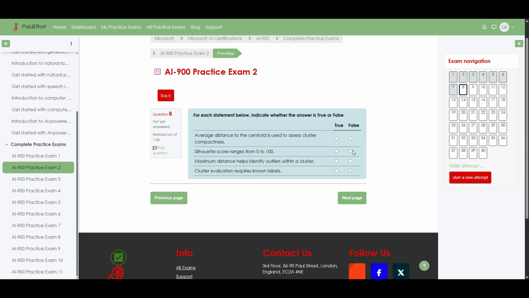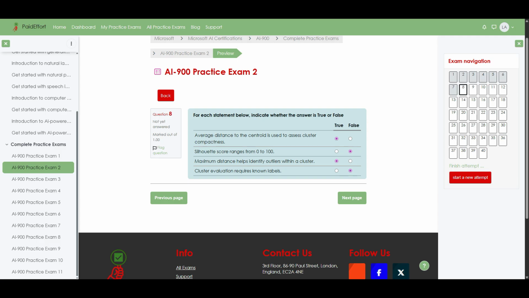For each statement below, indicate whether the answer is true or false. Average distance to the centroid is used to assess cluster compactness. True. Silhouette score ranges from 0 to 100. False. Maximum distance helps identify outliers within a cluster. True. Cluster evaluation requires known labels. False. Let's now walk through why each answer is correct or incorrect.